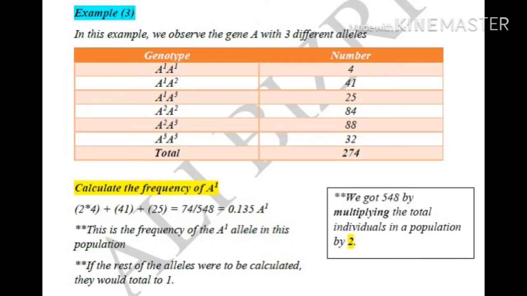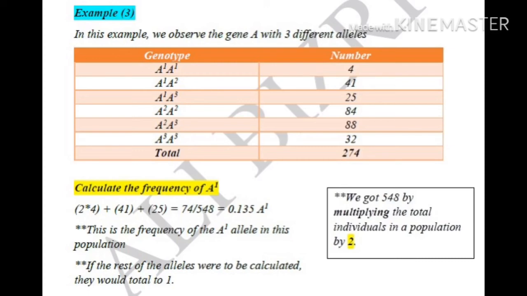Next, we've got adding 41. Whenever we're adding this number, we're going to be only adding 1 because we only have 1 copy, since it is present in the A1, A2. Therefore, we're only going to be having 1 copy of this allele in 41 of these organisms. Next, we've got 25, and obviously this is also only counted once because it is present in the A1, A3 genotype, and it is only present in 1 copy.